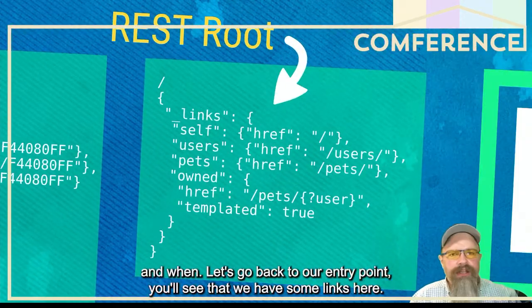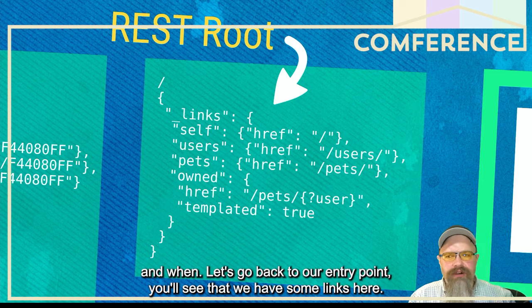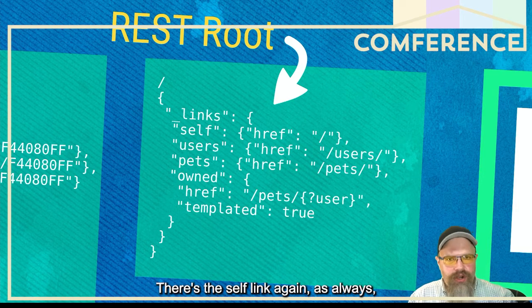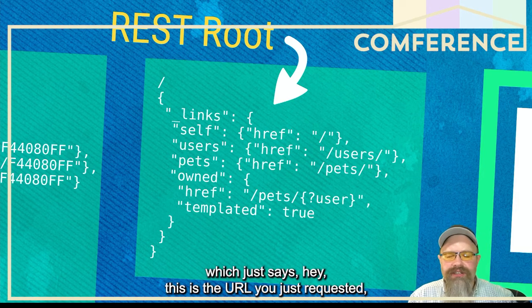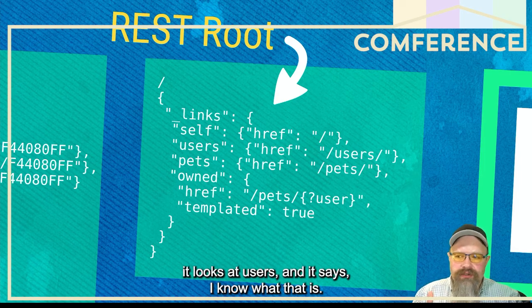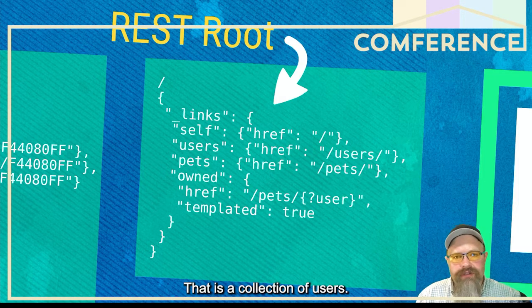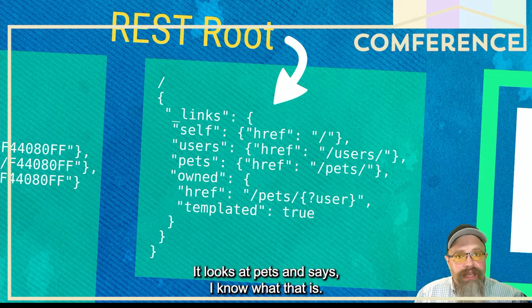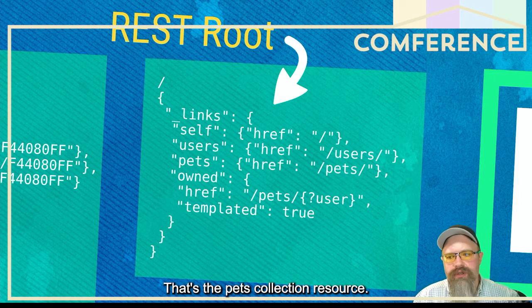Now let's go back to our entry point. You'll see that we have some links here. There's the self link, again, as always, which just says, hey, this is the URL you just requested. And we tell our clients how to find the users. Again, it looks at users and it says, I know what that is. That is a collection of users. It looks at pets and says, I know what that is. That's the pets collection resource.